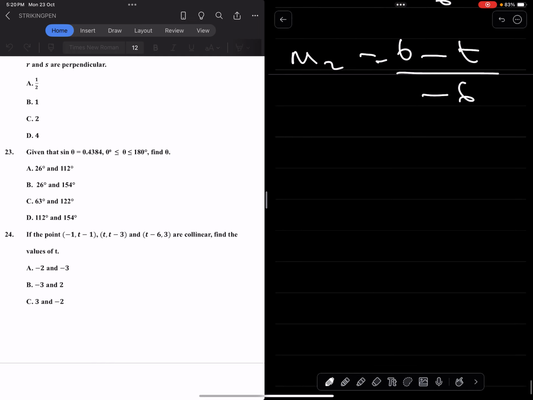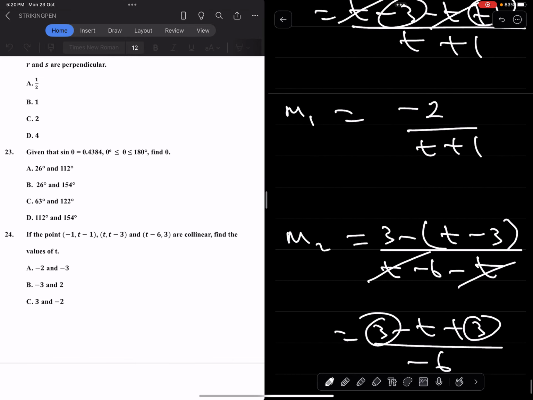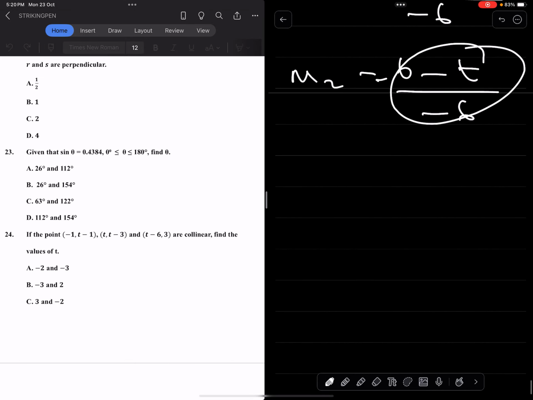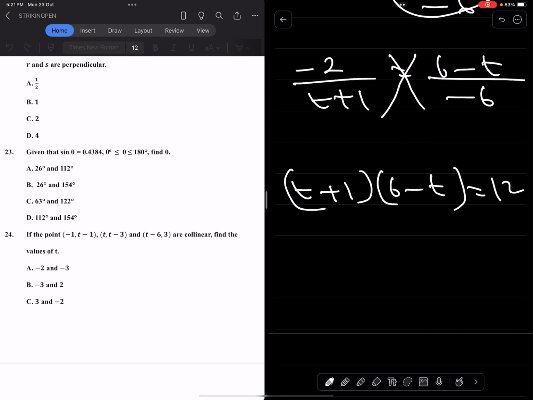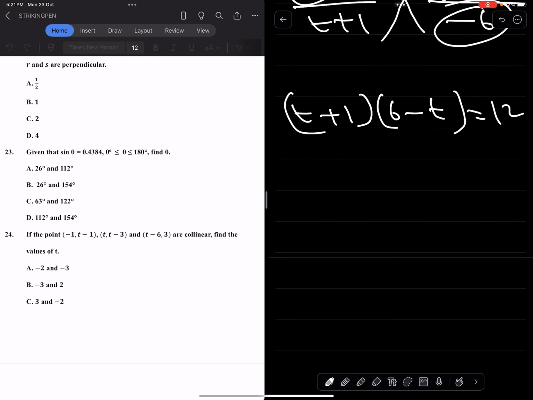If the points A, B, and C are collinear, m1 is equal to m2. That simply means minus 2 over t plus 1 is the same as 6 minus t over minus 6. Now we can cross multiply to have (t plus 1) times (6 minus t) equals minus 2 times minus 6, which is 12. Where do we go from here? We can expand this to have 6t minus t squared plus 6 minus t equals 12.